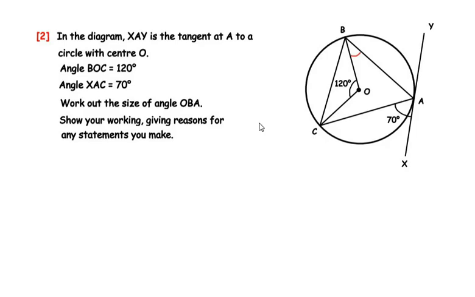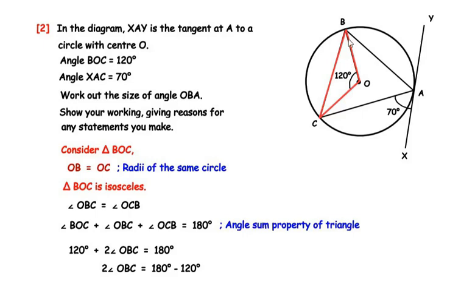So here, let us begin by considering the triangle OBC. Now this is going to be an isosceles triangle because the side OB will be equal to the side OC, as both are the radius of the same circle. So triangle OBC becomes isosceles triangle. So angle OBC will be equal to angle OCB. And now using angle sum property of the triangle, let us try to find out this small angle OBC.